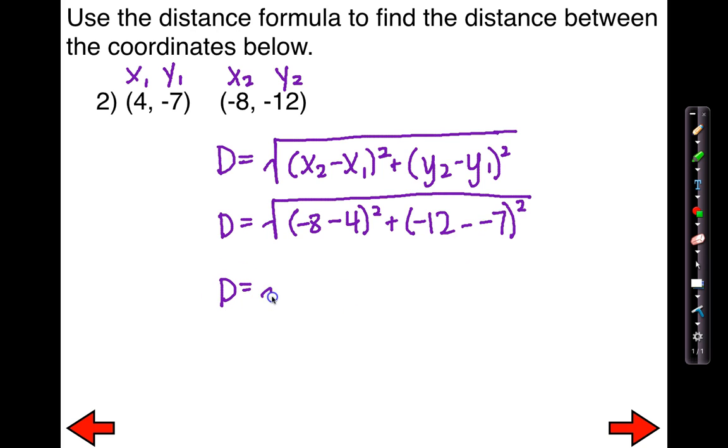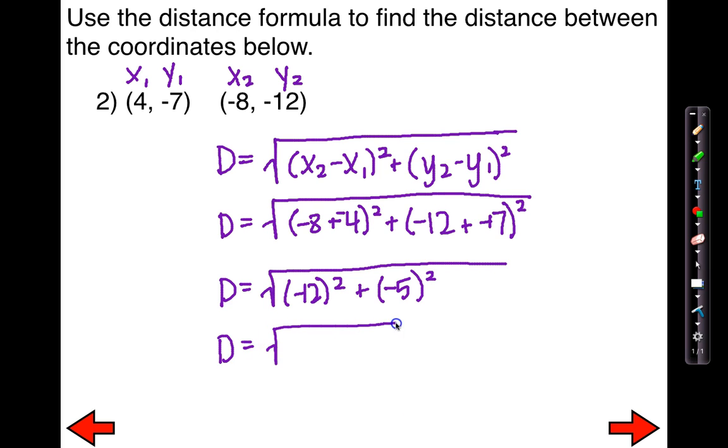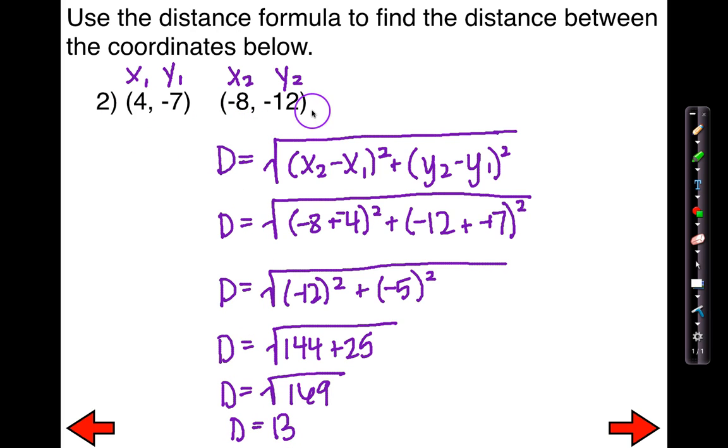So at this point, I have d equals negative 8 minus 4. If you add the opposite, you end up with negative 12 squared. Plus, here, if you add the opposite, you have negative 12 plus 7, which is negative 5, and you're going to square that. So d equals negative 12 squared is 144, plus negative 5 squared, which is 25. I'm going to be left with d equals the square root of 169, which simplifies to just 13. So what's the distance between these 2 points? I would say it is 13 units.